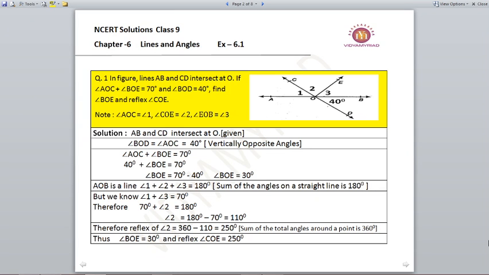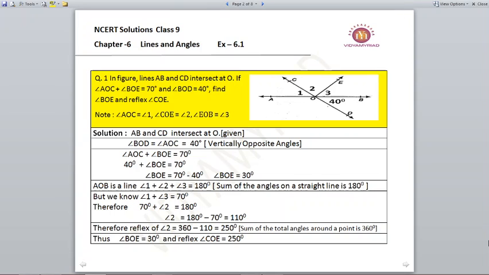Let's begin with question number 1. It states that in the figure, lines AB and CD intersect at O. If angle AOC plus angle BOE is equal to 70 degrees and angle BOD is equal to 40 degrees, find angle BOE and reflex of angle COE.